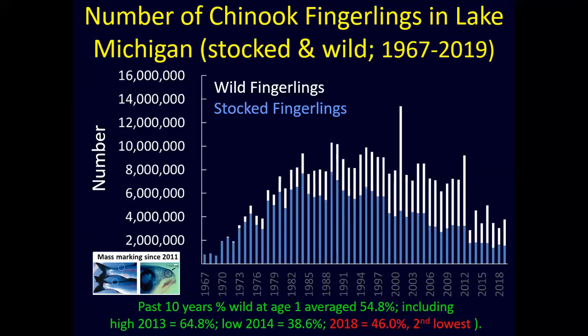And this slide just shows the numbers stocked in blue, and then the estimated numbers of wild Chinook salmon fingerlings in white. So for the past 10 years, percent wild at age 1 has averaged right around 54%, including a high in 2013 of 64%, low in 2014 of 38%, and then for the 2018 year class, estimated at age 1 last summer in 2019, it was 46% wild, which was a little bit below the recent average, but kind of right in the ballpark of 50%, which is what we typically see.